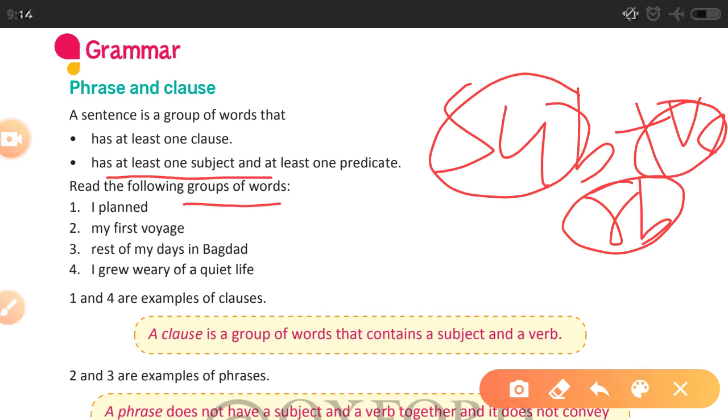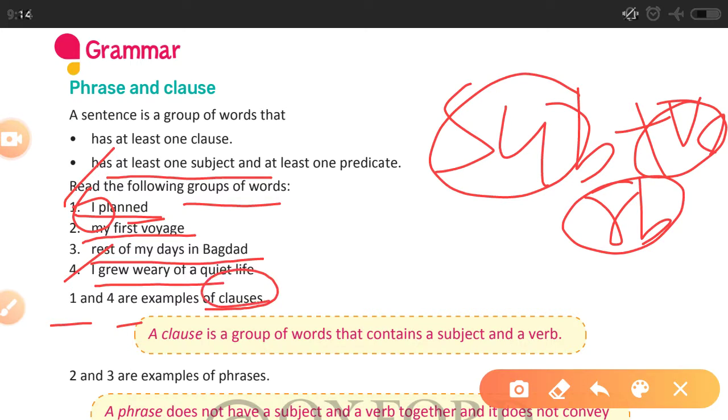Now read it carefully. I planned. So what do you understand by I planned? I is a subject, planned is a verb. Plan, planned, planned. Then my first voyage. Rest of my days in Baghdad. I grew weary of a quiet life. Now understand these sentences carefully. The first and fourth are examples of clauses.